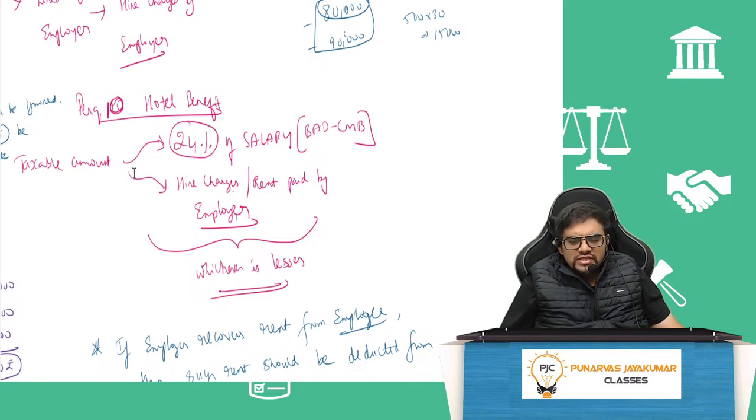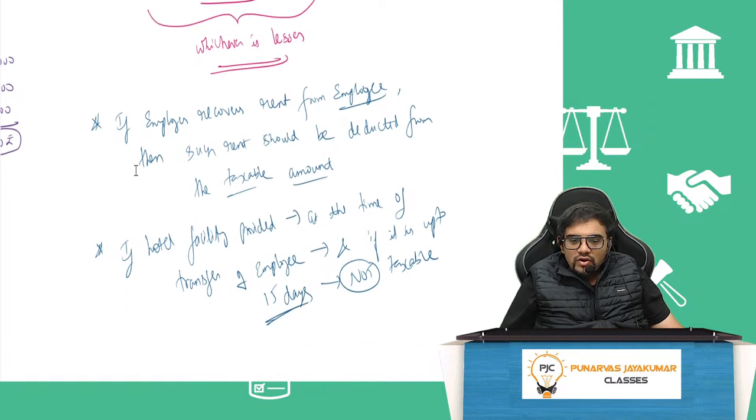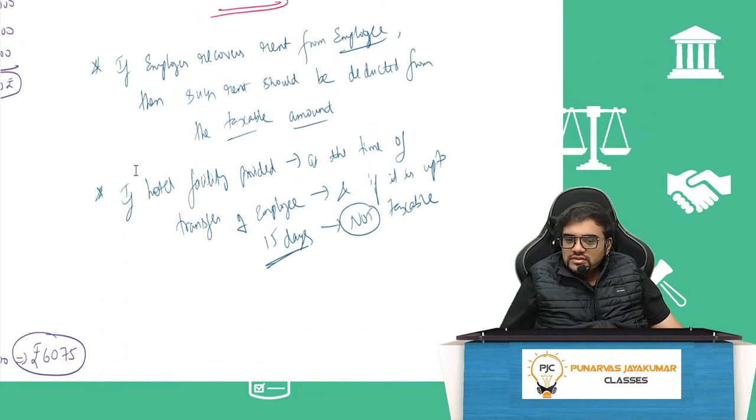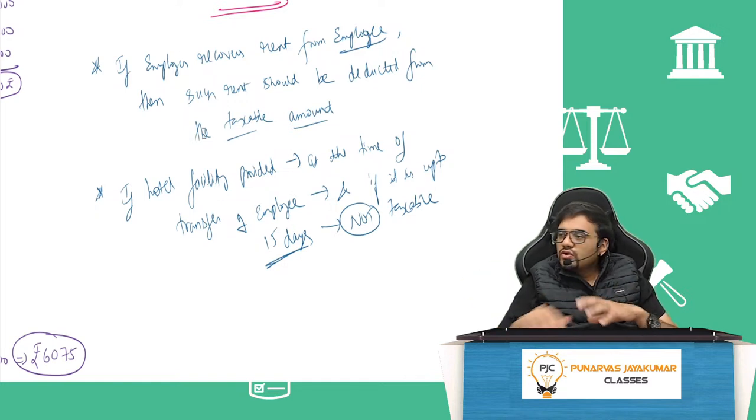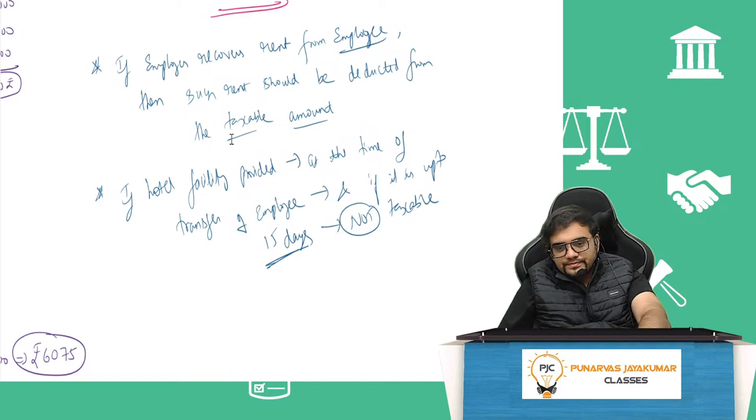So they have given you a hotel to stay in. 24% of salary or hire charges or rent paid, whichever is less, you have to take. If employer recovers rent from employee, then that rent should be subtracted from the taxable amount because you are not providing rent-free accommodation, you are collecting some rent. If hotel facilities are provided at the time of transfer of employee, up to 15 days, then it is not taxable. So up to 15 days, whatever hotel facilities provided, no problem, because 15 days is the time for you to shift to the new house. So there, no taxes collected, not a problem.